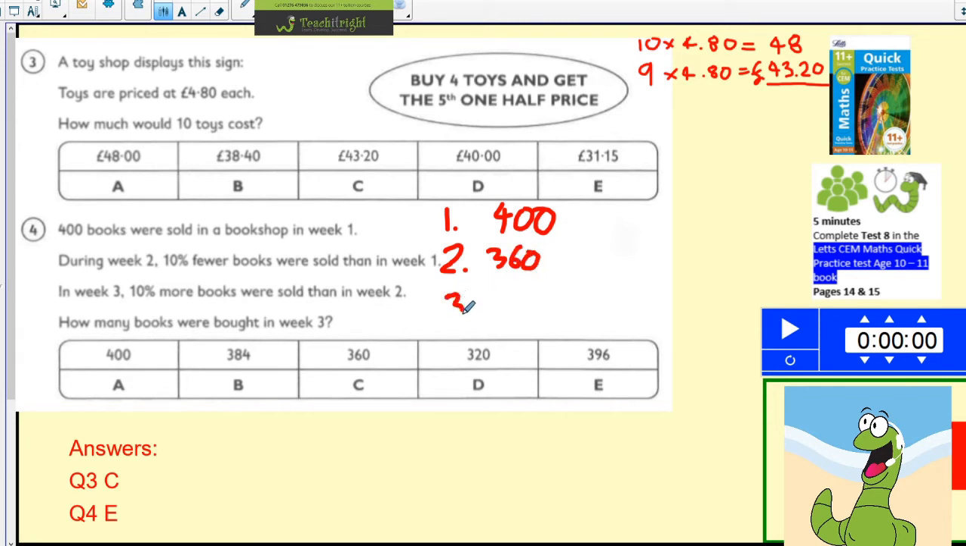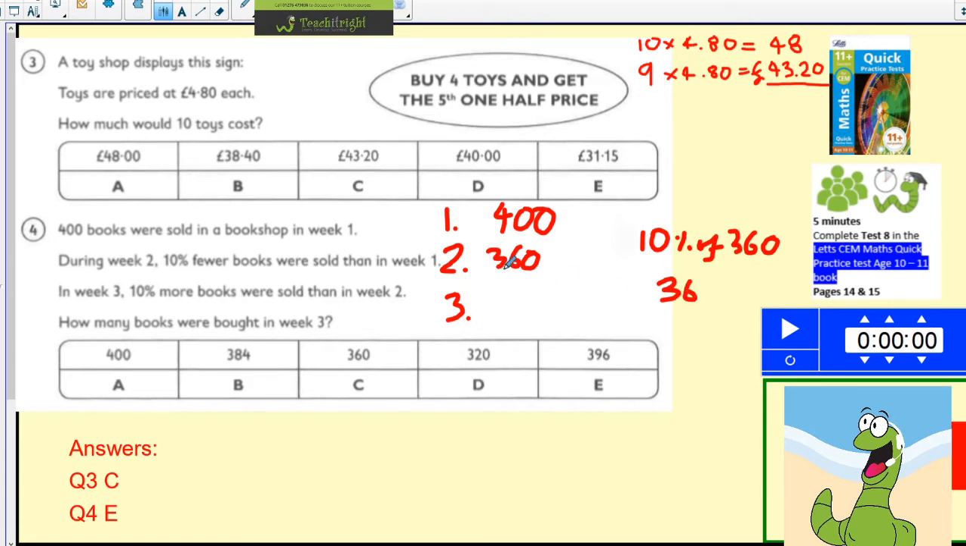And in week 3, 10% more books were sold than in week 2. So this is where it gets difficult. I can't just add my 40 back on. I've got to work out what is 10% of 360. And this might surprise a few people. If we do the maths again, 10% of 360 is divided by 10, so it's 36. So it's saying there were 10% more, so it's 36 more.